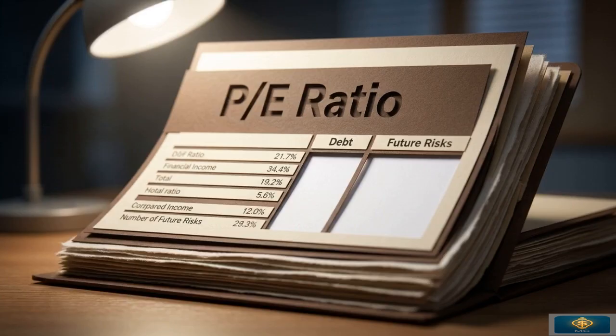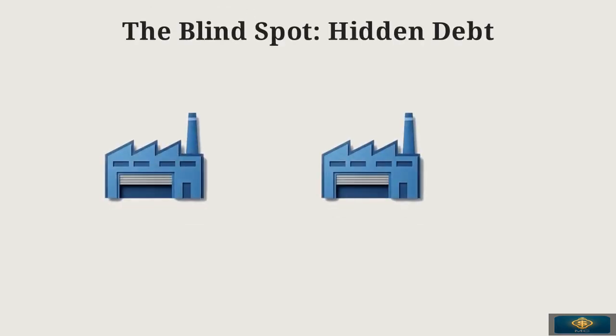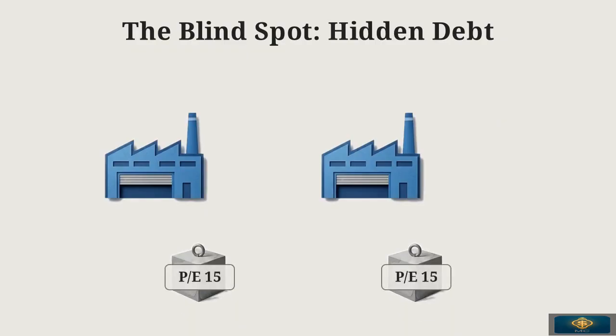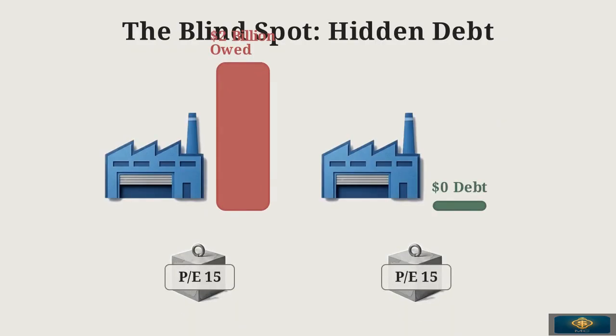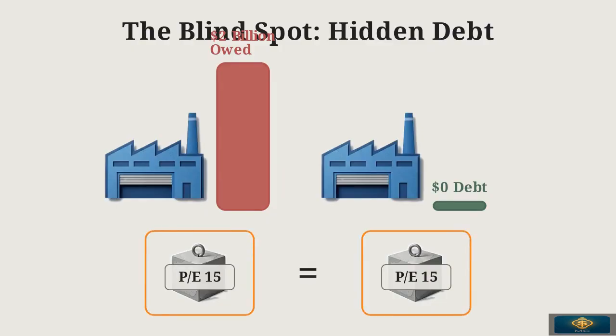Even with these comparisons, the PE ratio has blind spots that can trap investors who rely on it too heavily. First, the formula ignores debt. You could look at two companies with the exact same PE ratio, but one might owe billions of dollars while the other has no debt at all. The ratio cannot show you that difference.